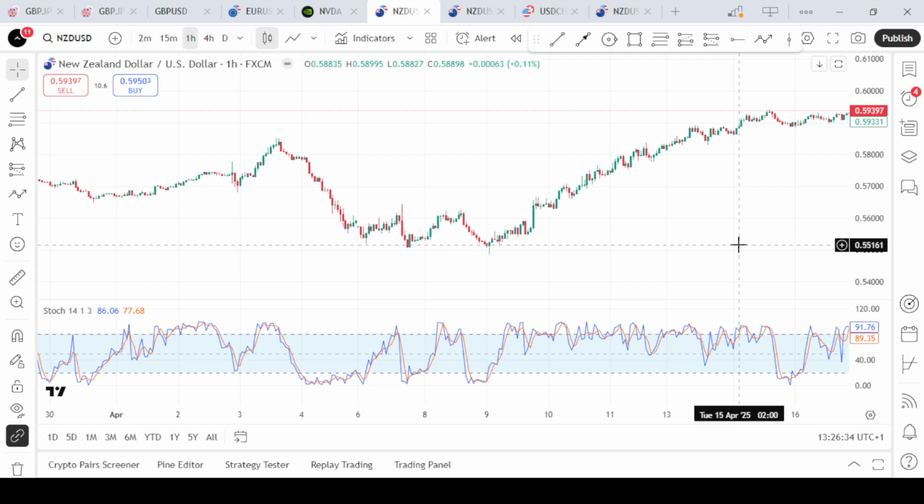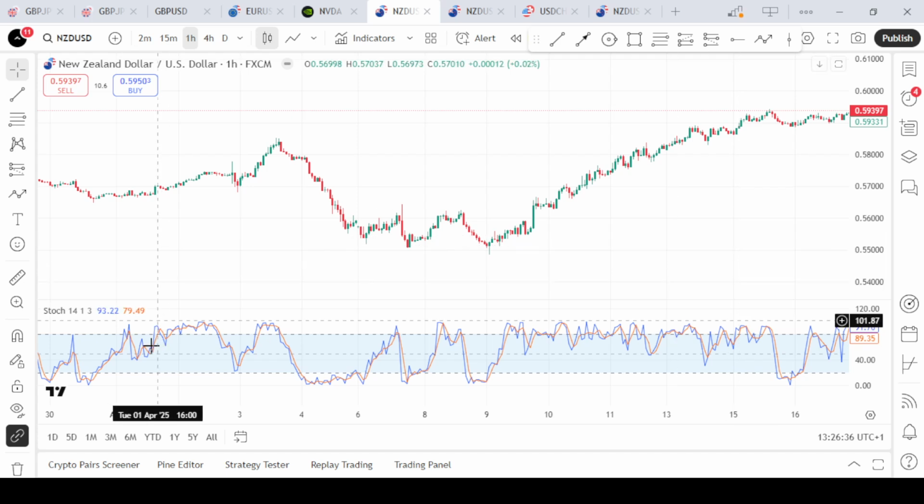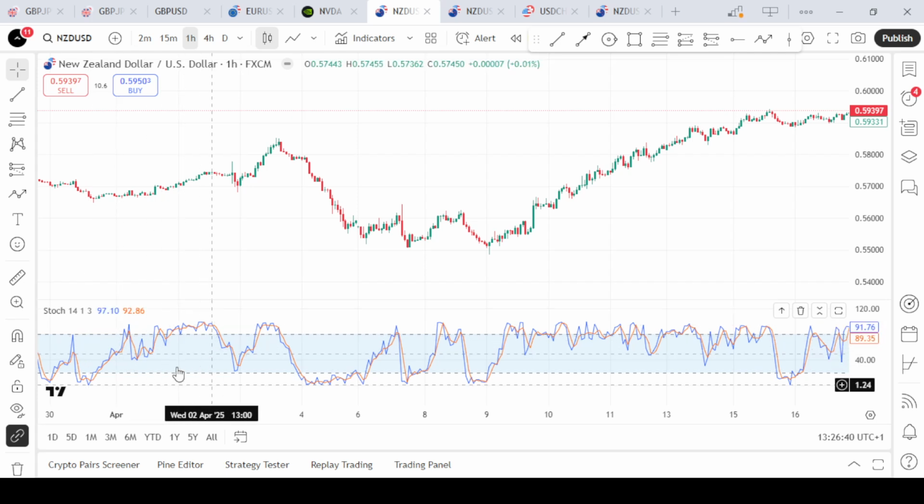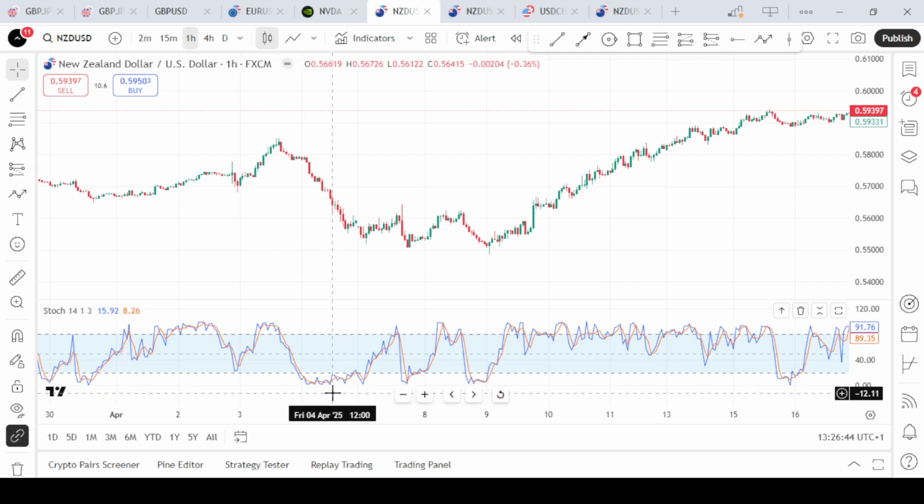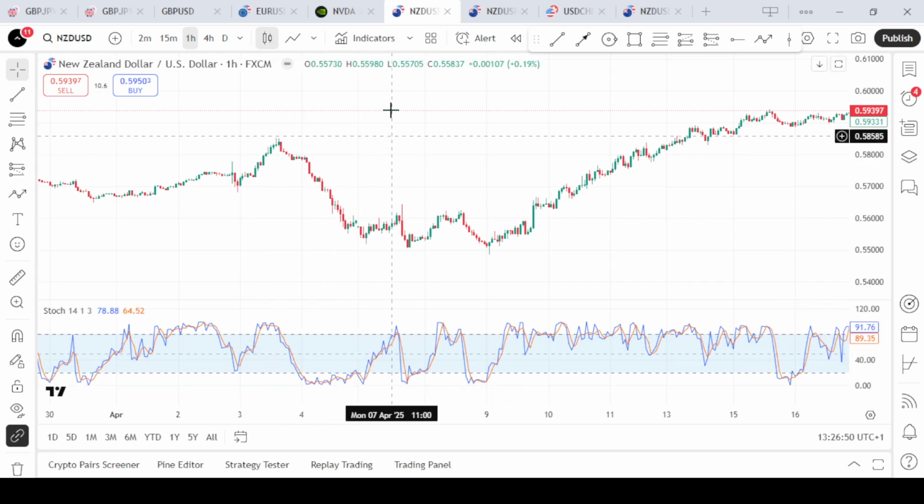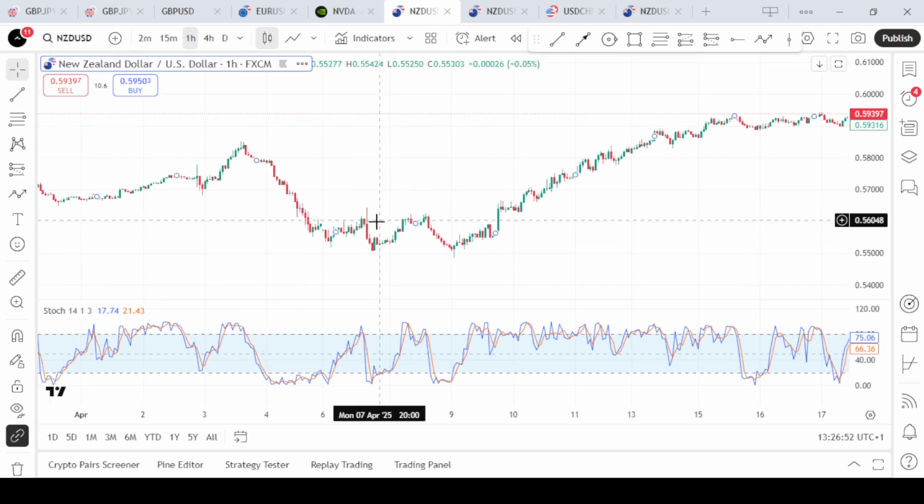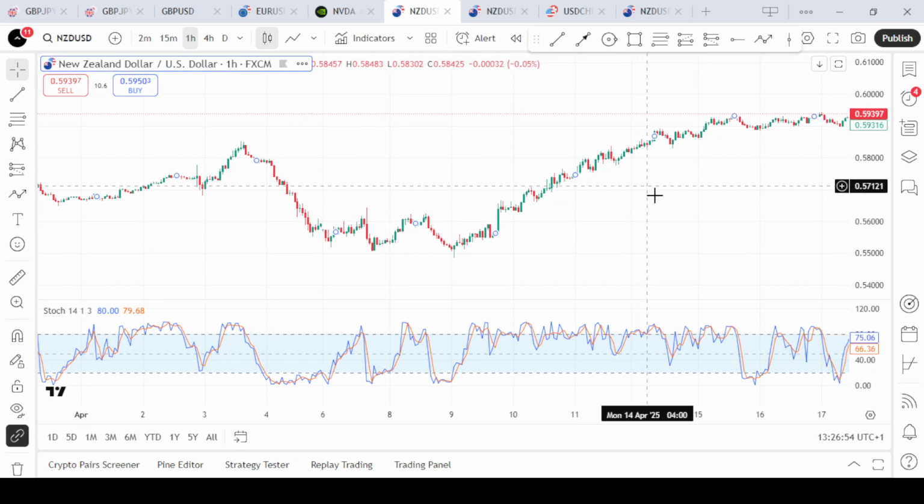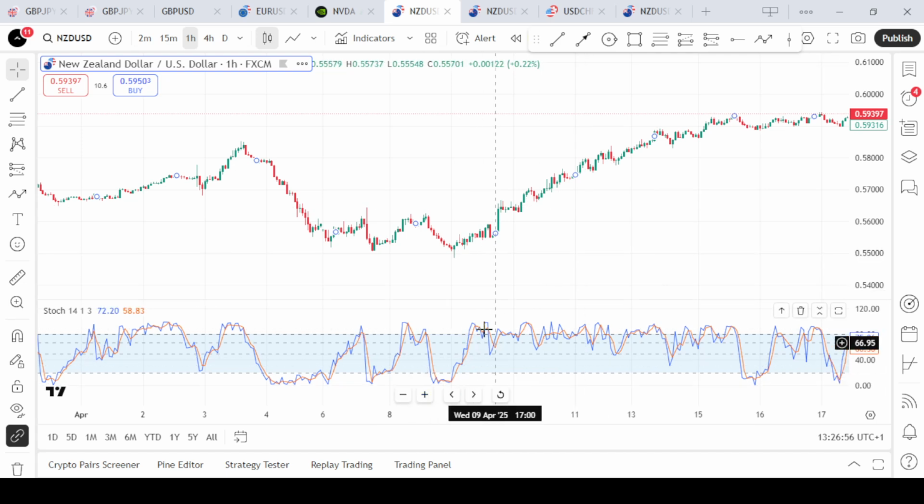We start by understanding what the stochastic oscillator is about. This is a momentum indicator that compares a security's closing price to its recent high-low range. It helps traders identify potential momentum shifts and detect overbought and oversold conditions in the market, which can signal a potential trend reversal.